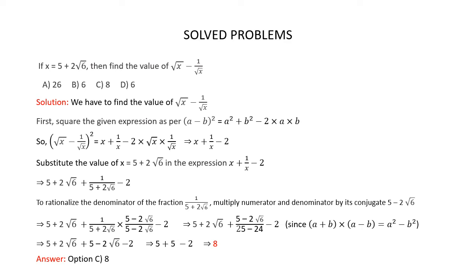Now simplify this further. 25 minus 24 is 1. So this expression can be written as 5 plus 2 root 6 plus 5 minus 2 root 6 minus 2. Now 2 root 6 and minus 2 root 6 will cancel out and you are left with 5 plus 5 minus 2, which is nothing but 8. So the correct answer is option C, 8.